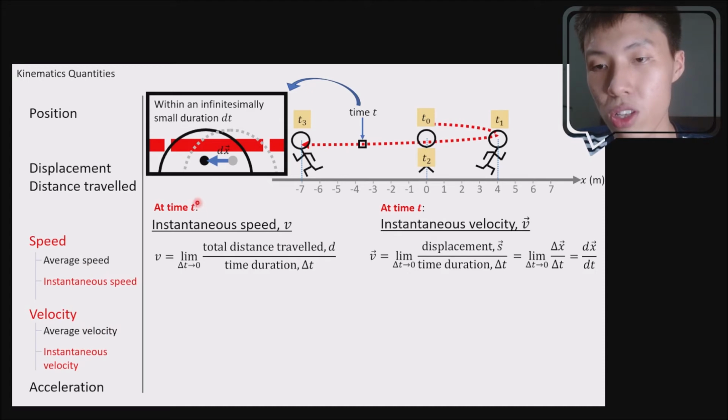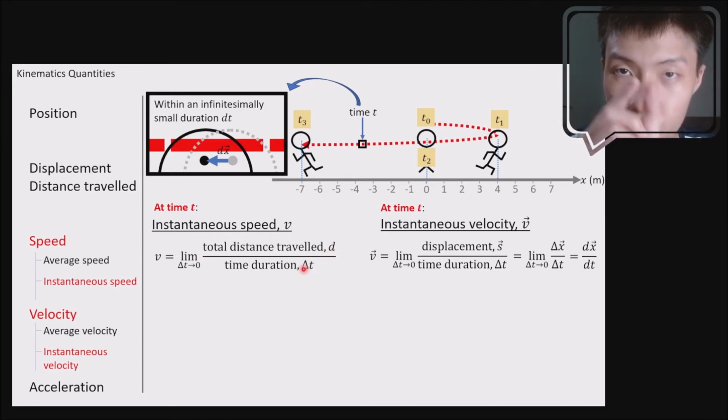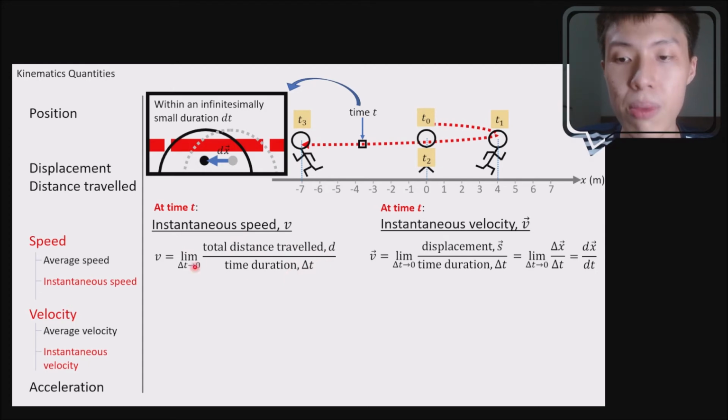Okay, so if we talk about instantaneous speed, what we do is we take total distance traveled within that short window of time, divide by that short window of time itself. Distance divided by time, limit the duration to 0. So a very, very short window. So this is instantaneous speed, speed scalar quantity, no arrow on top.